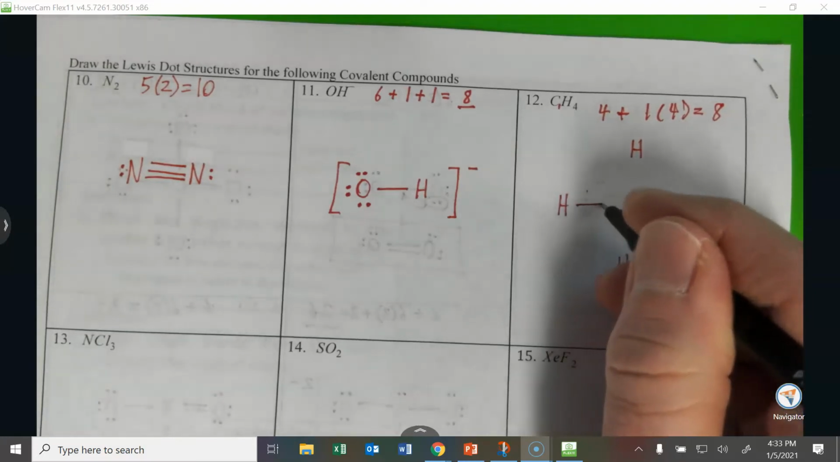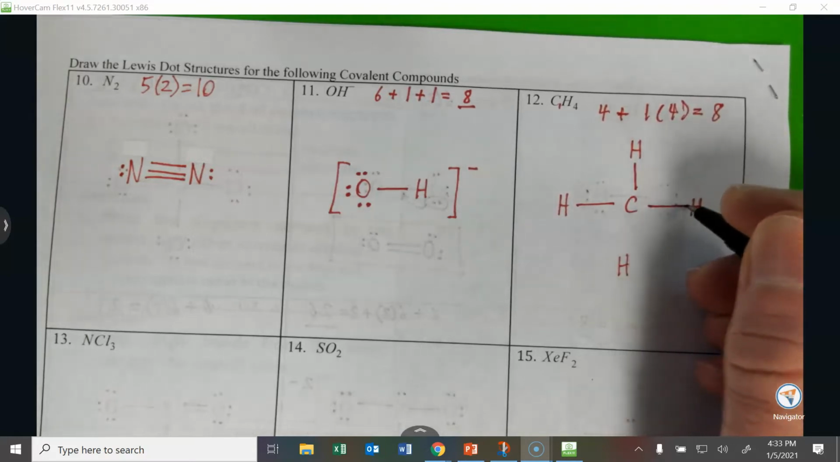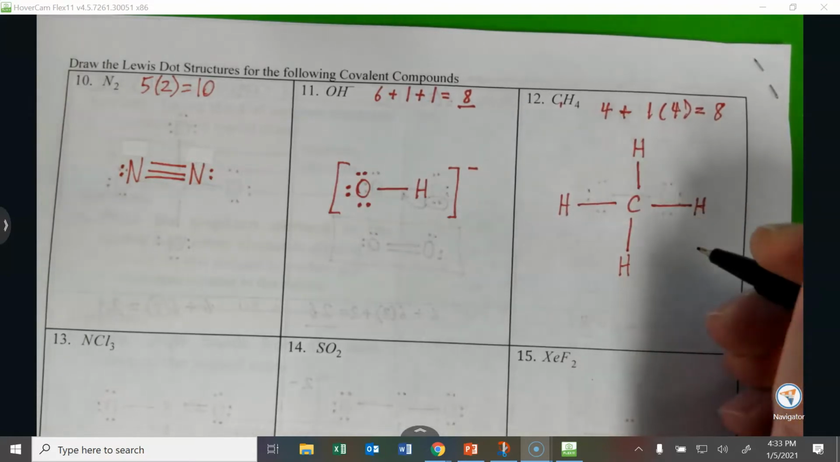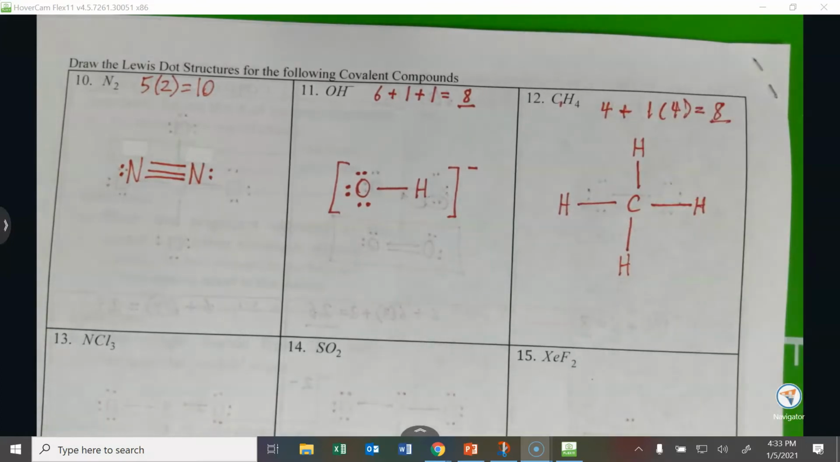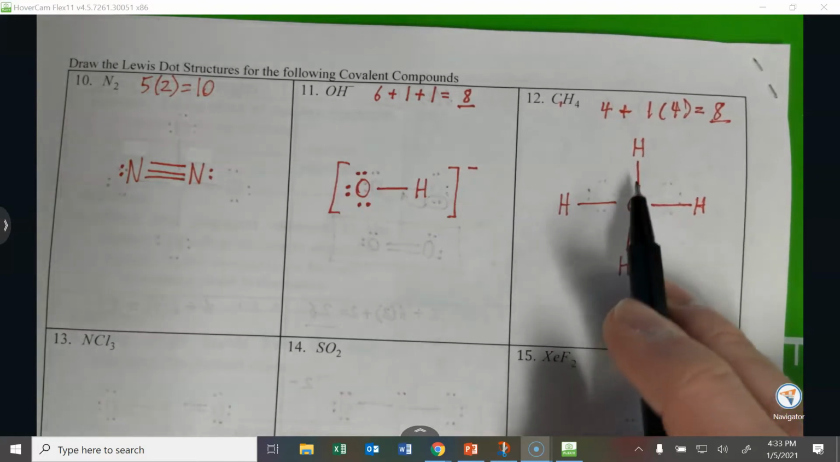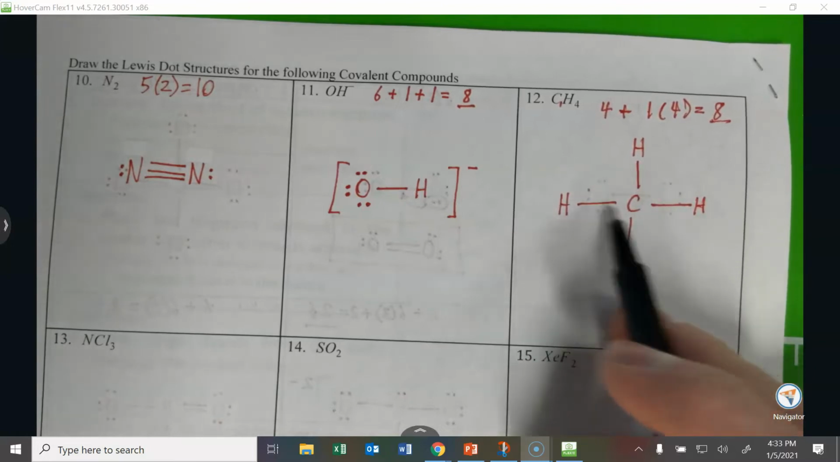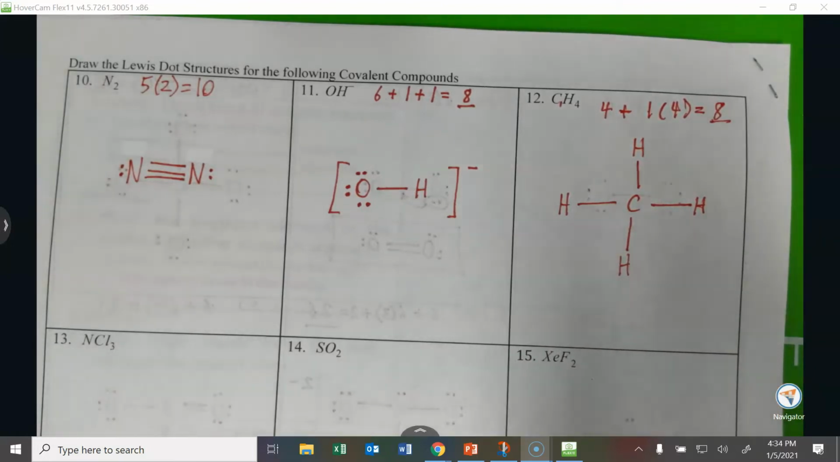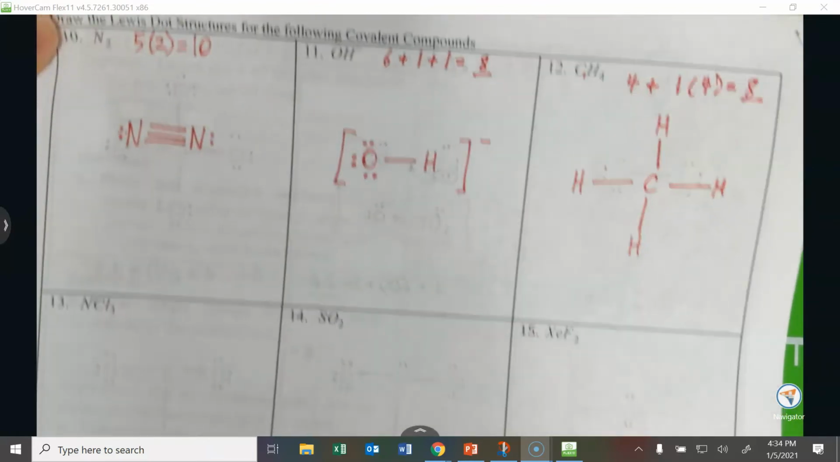Then we're going to connect each hydrogen to the central atom with a single bond. Count as we go. 2, 4, 6, 8. All right, I used all of my electrons. Just check to make sure everyone's happy. Each hydrogen wants 2, and each hydrogen has 2. And carbon has 8 valence electrons around it. Everyone's happy. This is our structure. Let's go to the next one.